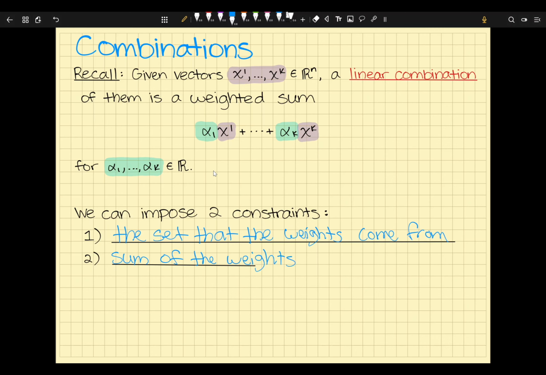When I say weighted sum, I mean exactly the same thing as a linear combination. The weights here are these scalars, alpha 1 through alpha k. And of course, we're summing things, so it's a weighted sum. Sorry, new terminology.